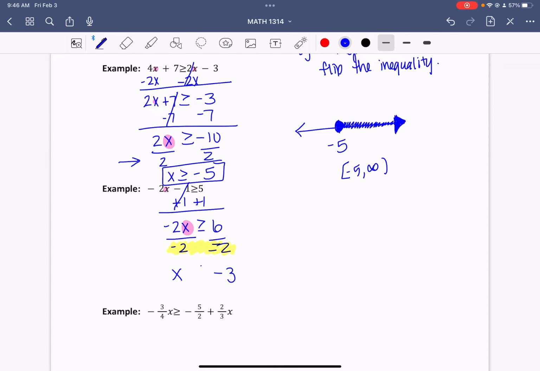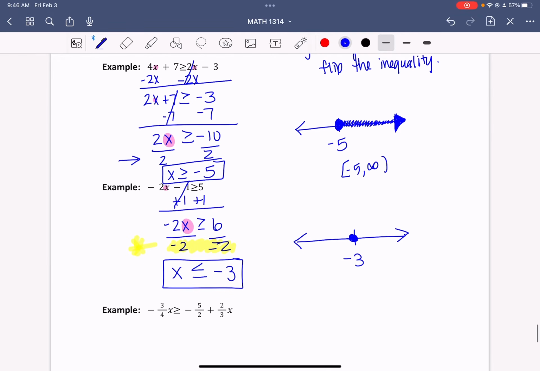That means I'm going to flip this inequality. So this is the case in point of the one difference between solving an equation and solving an inequality. So my answer would be x is less than or equal to negative 3. On a number line, these results would look like this. At negative 3, we're equal to. We want all the x's less than that, so that means we're going to be shading this area over here.